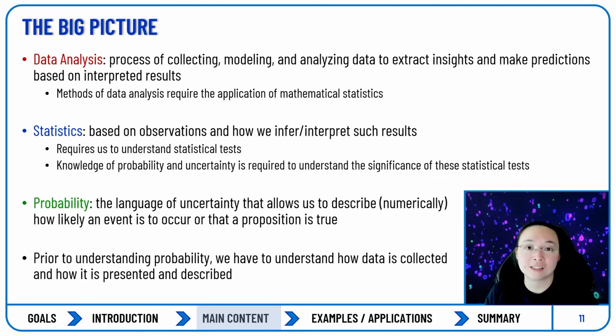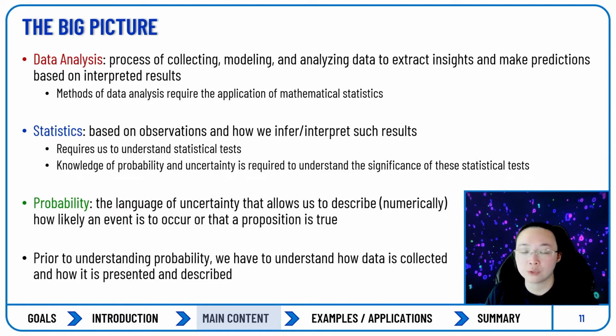And in order to understand statistical tests, we need to understand probability. So being able to know the different terms for probability, the different tests for probability and uncertainty, that is required to understand the significance of statistical tests. Because when we perform statistical tests, we end up with values such as p-values, which is the probability of something like a hypothesis taking place. So that means we first have to take a step backwards and understand probability. Now, probability is the language of uncertainty that will allow us to interpret the results that we get from statistical tests.